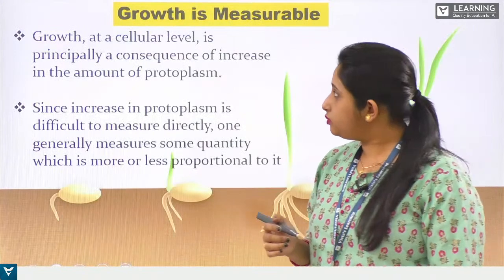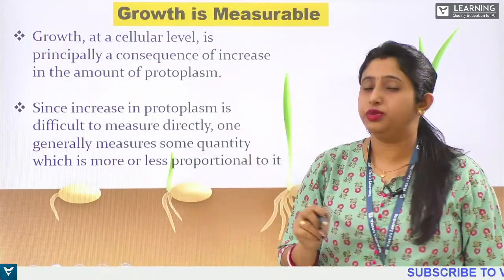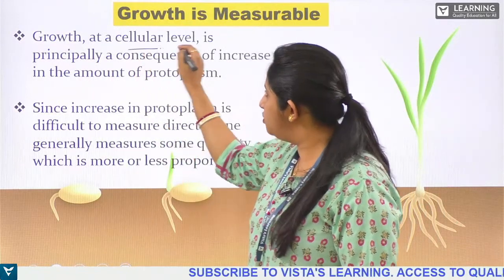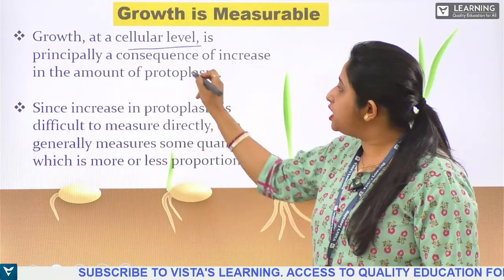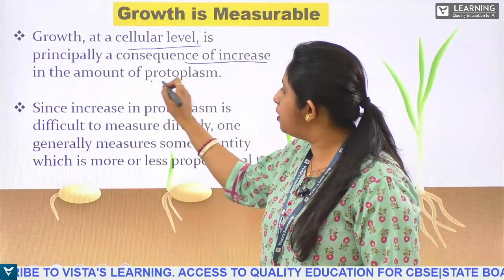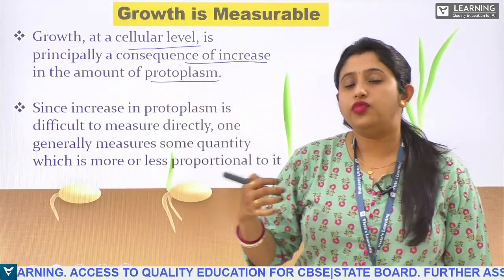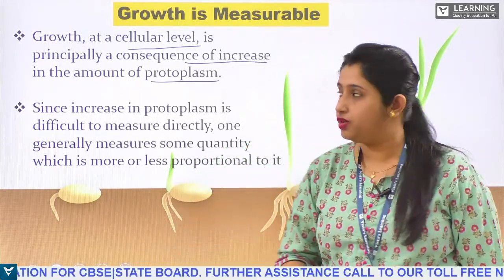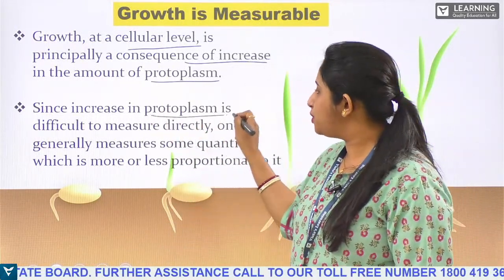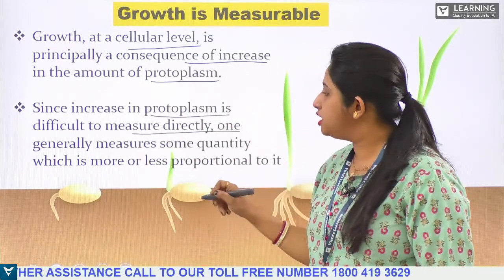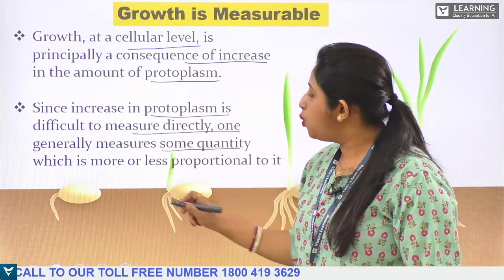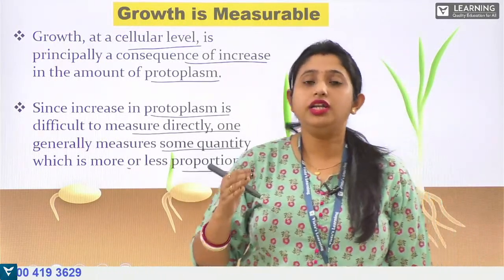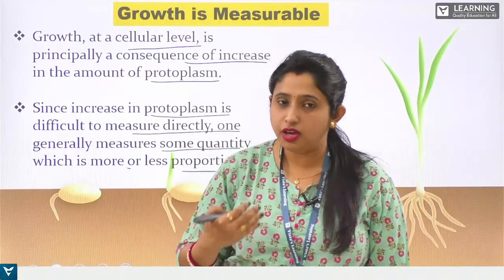Next, growth is measurable. Can you measure growth? Yes, growth is measurable. Growth at the cellular level is principally a consequence of increase in the amount of protoplasm. So when growth takes place, the amount of protoplasm increases. Since increase in protoplasm is difficult to measure directly, one generally measures some quantity which is more or less proportional to it. So the quantity of a particular protoplasm can be measured.